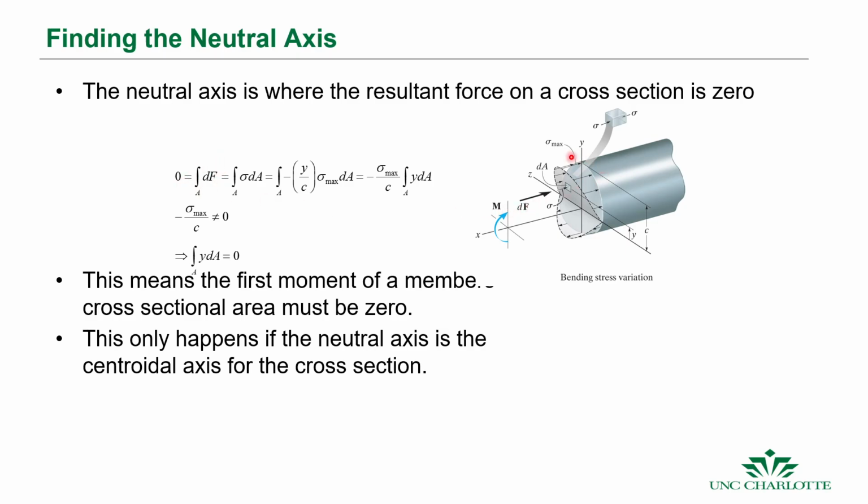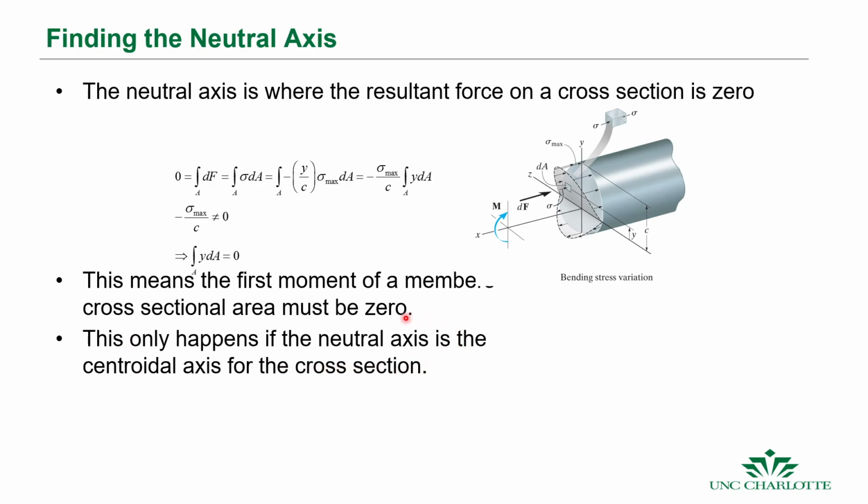So we can do that for this example, and then show that this happens when the integral of y times dA, which is the first moment, is zero. That means that the first moment of the member's cross-sectional area has to be 0. That only happens if the neutral axis is the centroidal axis for the cross-section.